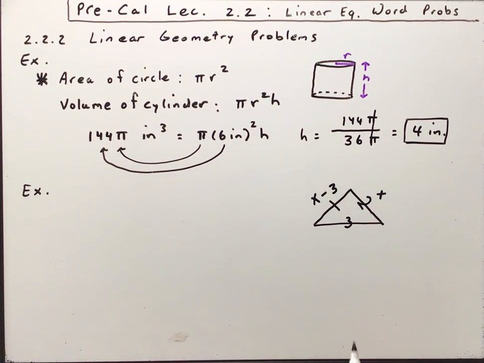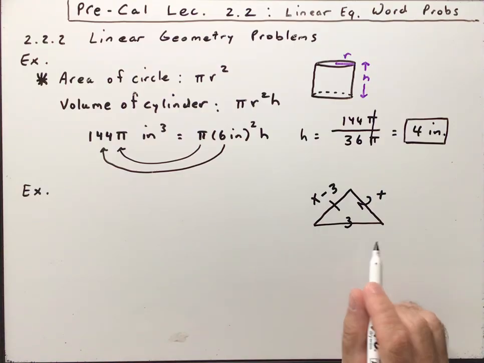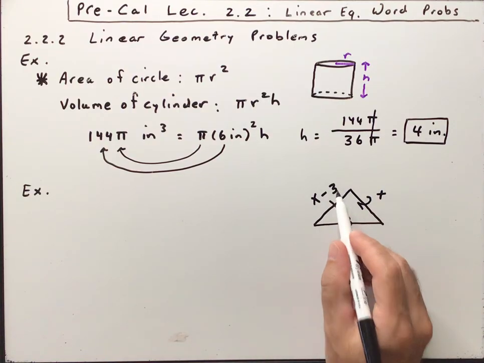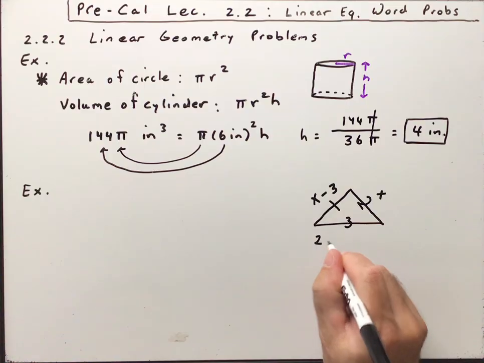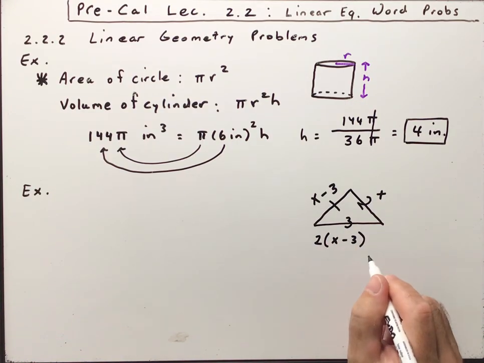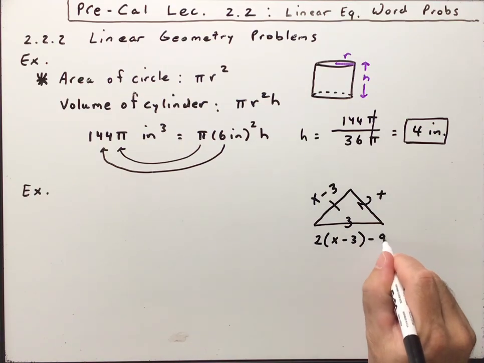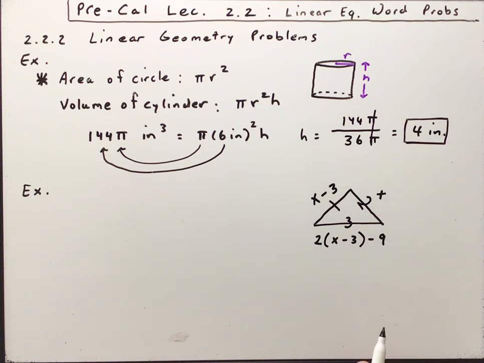And then how about the third side? It says it's 9 centimeters shorter than double the length of the first side. Well, we know the first side is x minus 3. Double that would be 2 times x minus 3. And then it's 9 centimeters shorter than that. So we have to put a minus 9 down there.